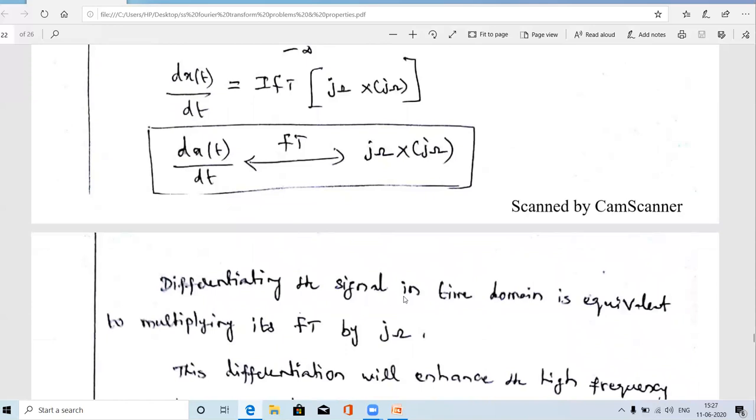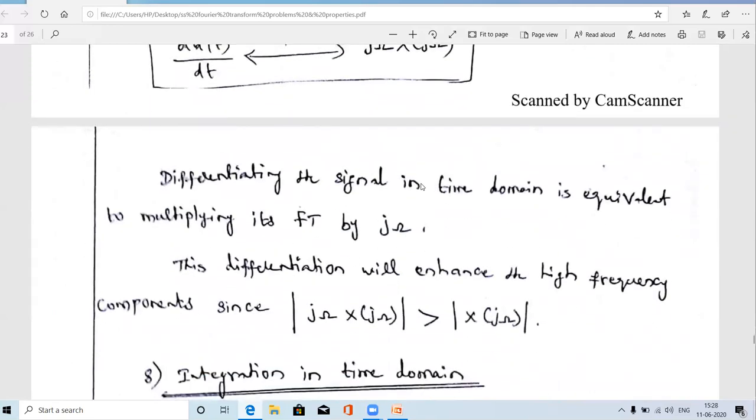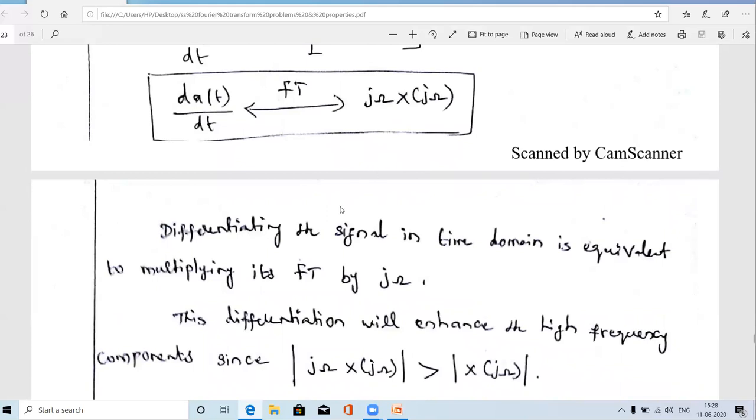The differentiation of the signal in time domain is equivalent to multiplying its Fourier transform answer by the term j omega. If you are differentiating one time, we have to multiply j omega with the particular Fourier transform. If you are differentiating two times, it is j omega squared into X of j omega. So this is the differentiation property.